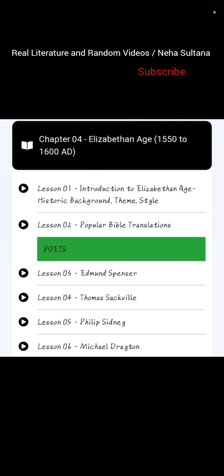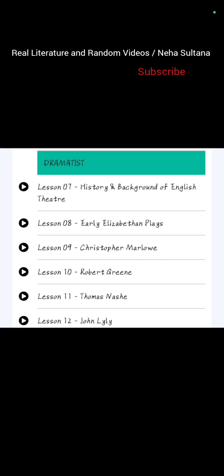And the third consists only of poets. So the third lesson is about Edmund Spenser, Thomas Sackville, Philip Sidney, and Michael Drayton. There is another section in this chapter about dramatists.